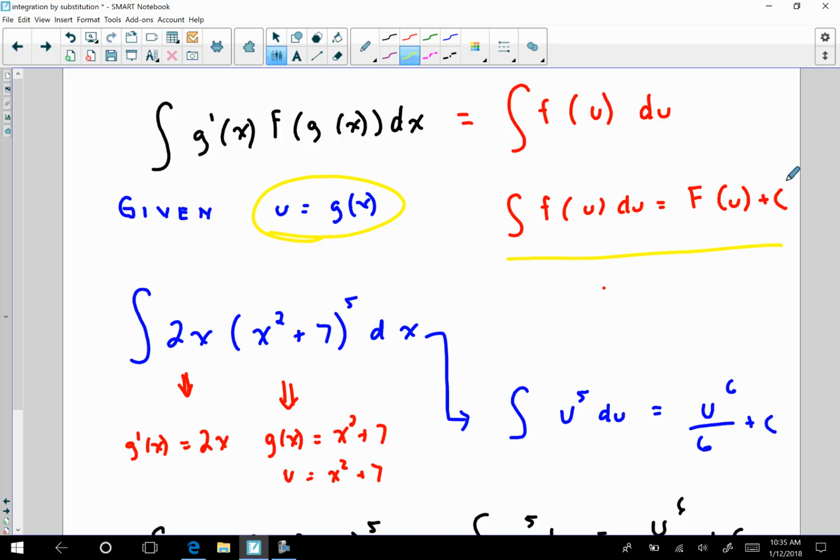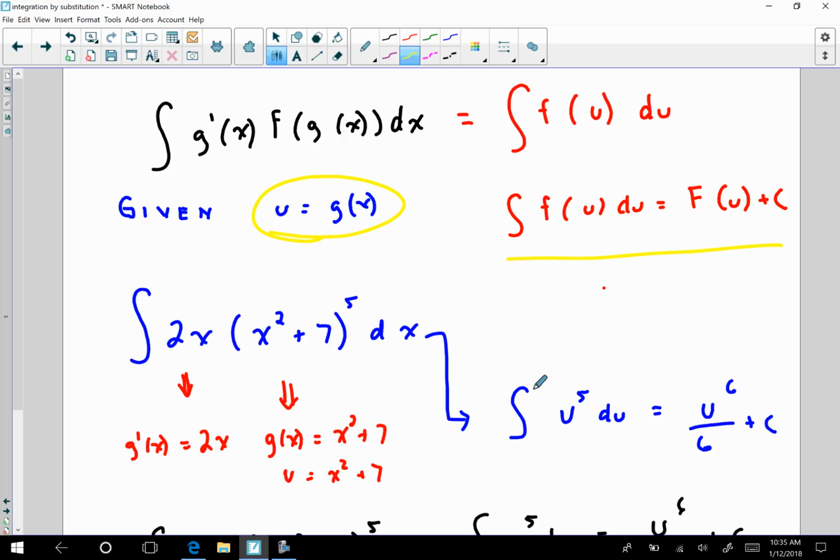And if I look at my prior example, oh my goodness, right there it is. Here, I do indeed have u, or g of x, is x squared plus 7. That's the inside. And I do see that g prime is 2x.